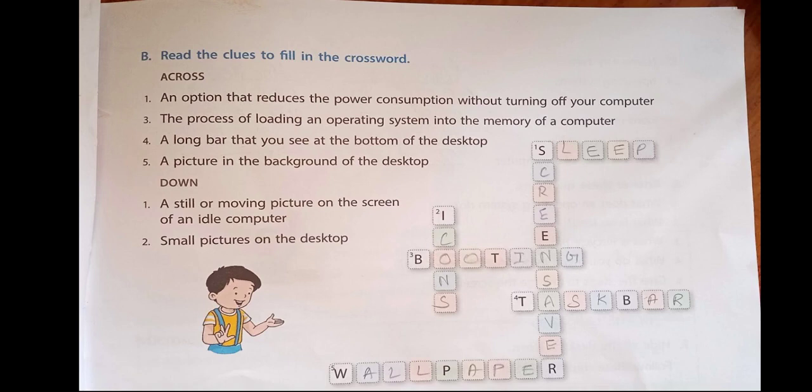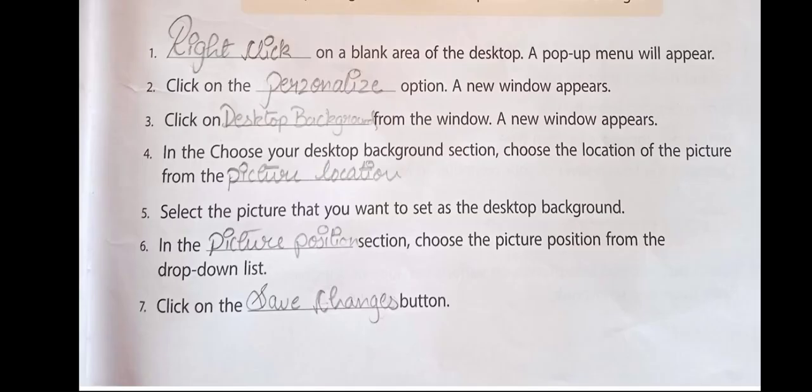Read the sentence appropriately. According to the sentence you have to choose the related word and fill the boxes. Okay, now we will move on to the next one. Dash on the blank area of the desktop, a pop-up menu will appear. Okay, pop-up menu will appear.